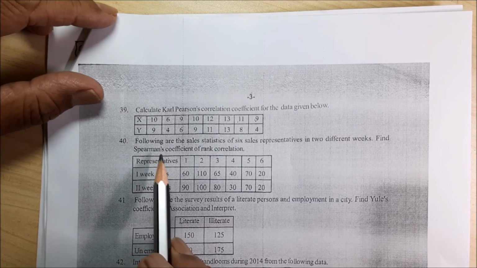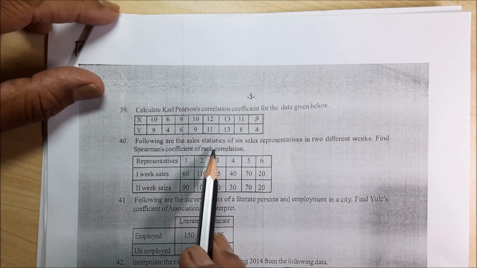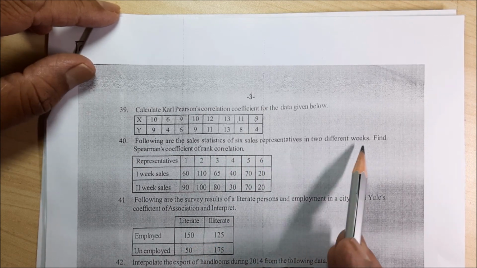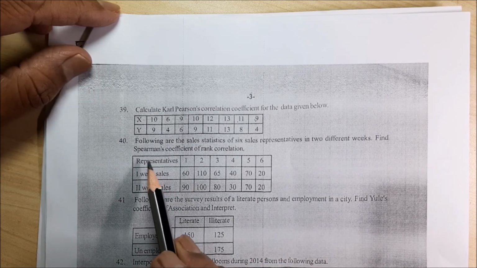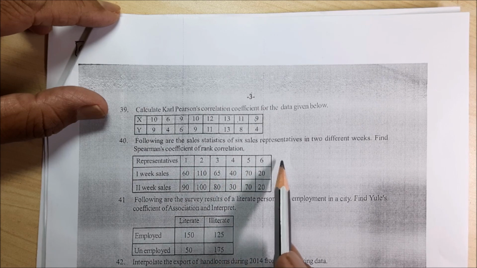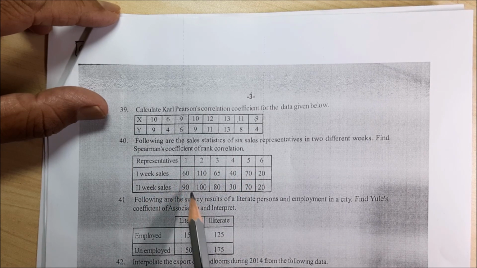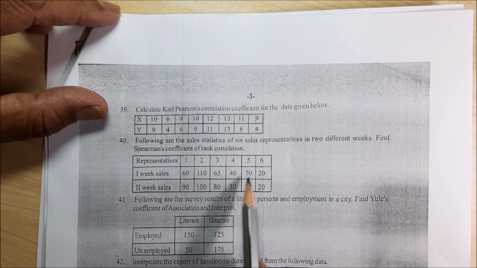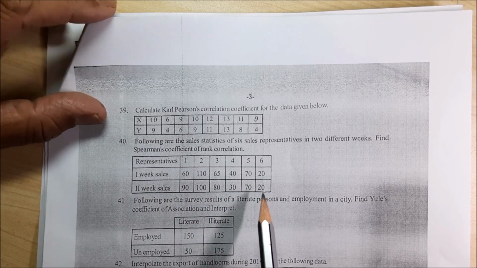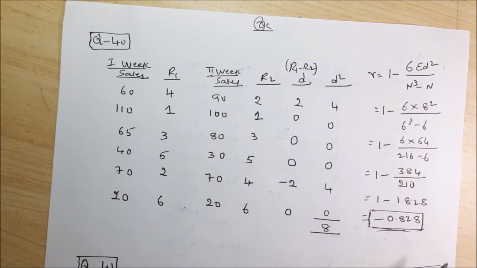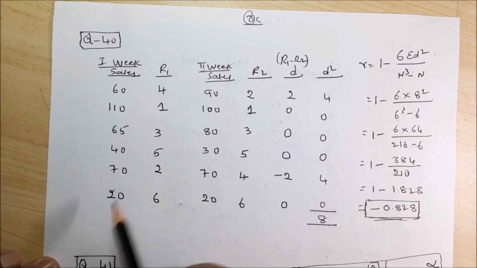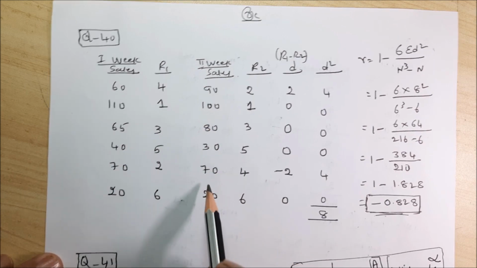Now 40th question, following are the sales statistics of 6 sales representatives in 2 different weeks. Find the Spearman's coefficient of rank correlation. Representatives 1, 2, 3, 4, 5, 6. First week sales, second week sales: 60, 110, 65, 40, 70, 20, and 90, 100, 80, 30, 70, 20.